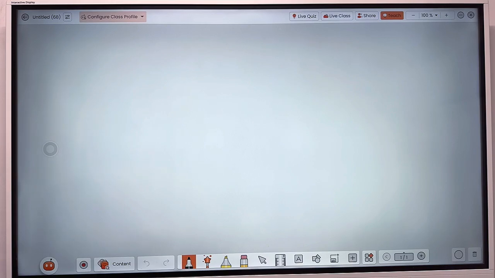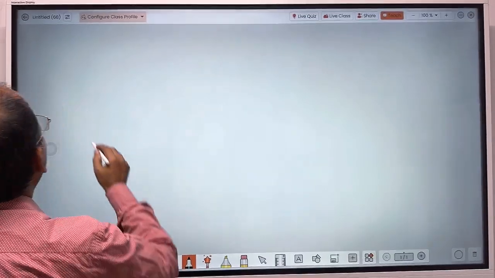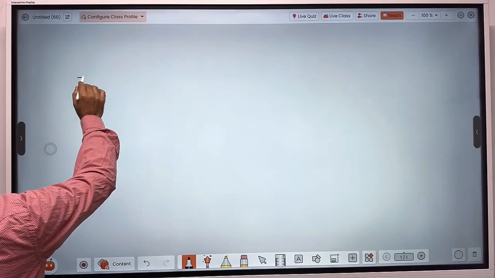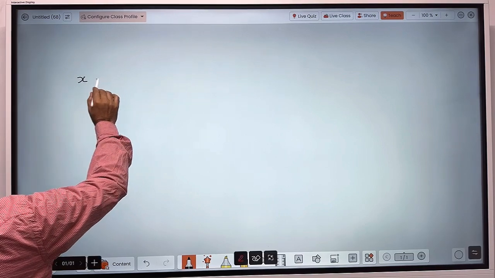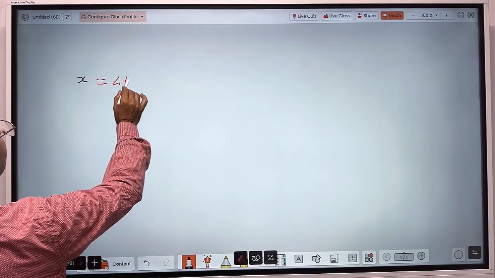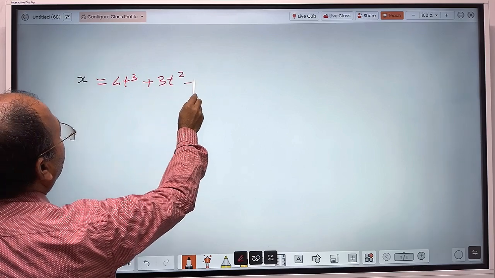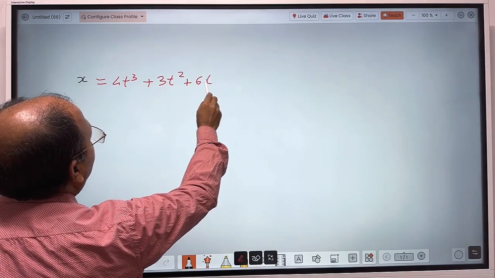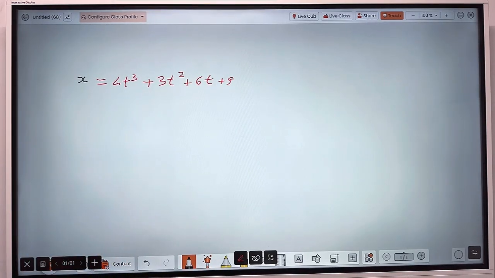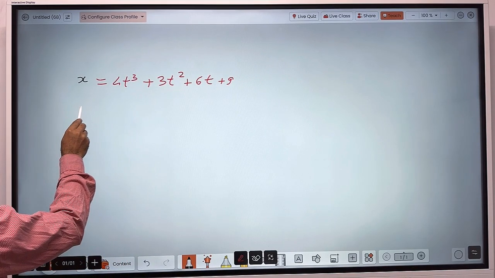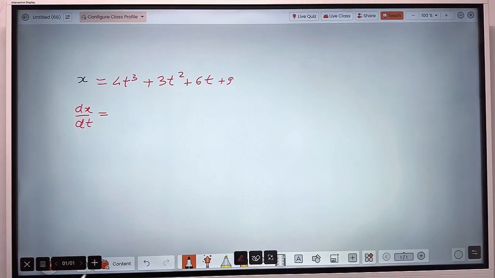So in the previous lecture we studied how to get velocity and acceleration from an equation. Suppose you are given x equal to 4t cube plus 3t square plus 6t plus 9. Here displacement is dependent on time, so we find dx upon dt, which is velocity.